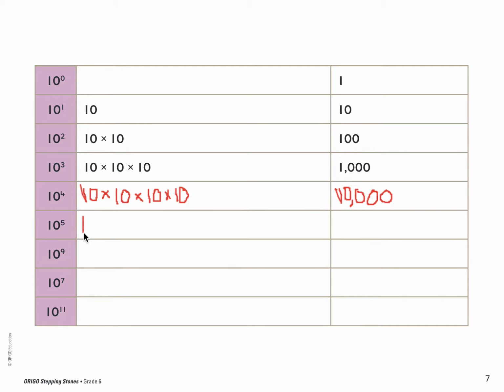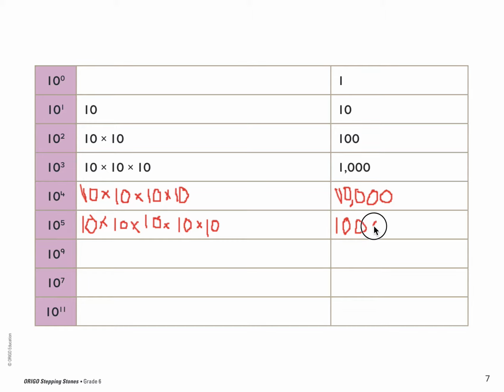Yes, you guessed it. You used your understanding of the pattern to know that we should have 10 multiplied 5 times. 1, 2, 3, 4, and 5. And how many zeros am I going to have after my 1 here, people? 10 to the 5th power, 10 multiplied 5 times. Correct, 5 zeros.